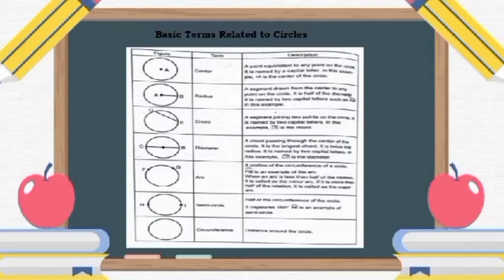Next is the circumference. Circumference is the distance around the circle. Pi is the ratio between the distance around the circle and the distance across the circle. In other words, dividing the circumference of the circle by its diameter will result in pi. Its value is 22/7 or approximately equal to 3.14.